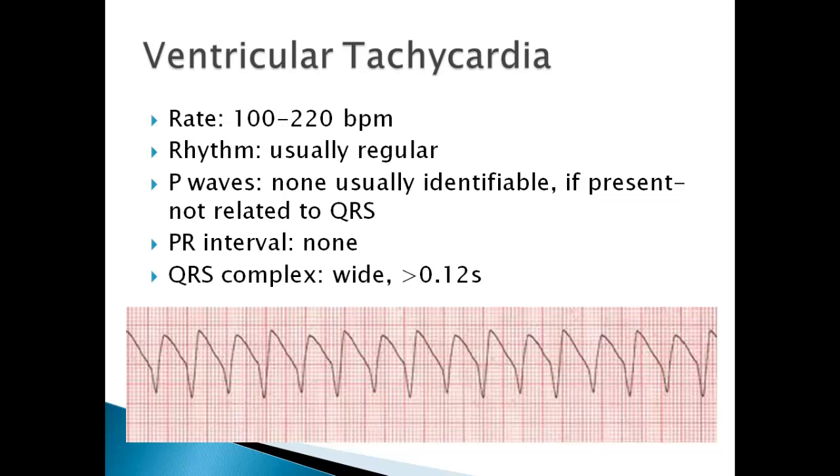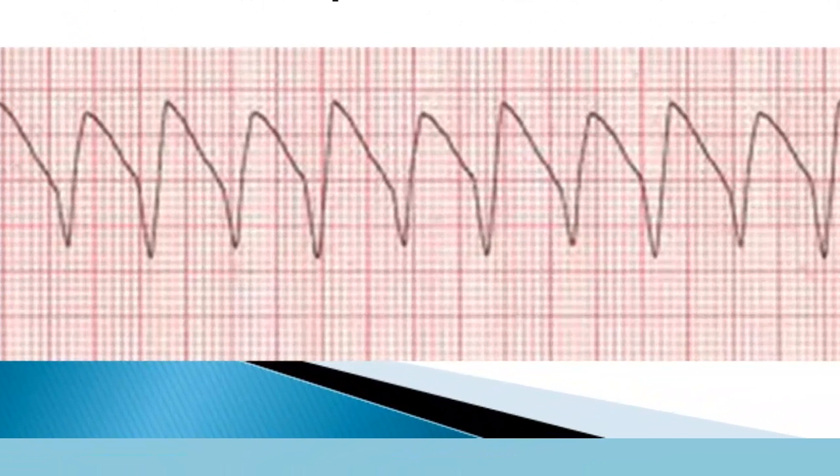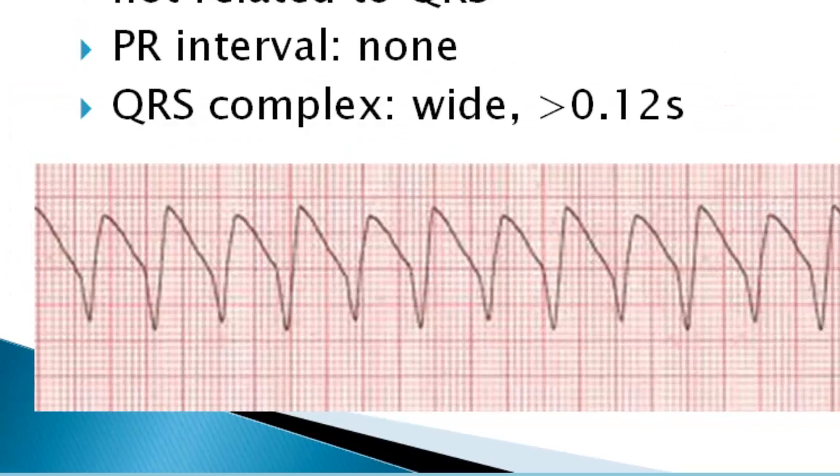The rate is usually between 100 and 200 beats per minute. The rhythm is regular. There are usually no identifiable P waves, and if they are present, they are not related to the QRS complexes. There is no PR interval, and the QRS complex is wide, greater than 0.12 seconds. It is very characteristic, like the EKG strip that is below.